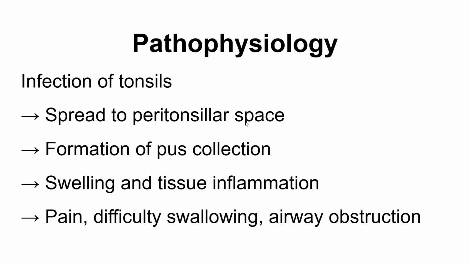Pathophysiology. Let's understand this disease process step by step. First, the infection spreads. Infection causes acute tonsillitis, and this infection spreads to the peritonsillar space, that is, beyond the tonsillar capsule to the surrounding tissues, causing inflammation, edema, and swelling of the tissues. By formation of the pus, it can lead to symptoms like pain, difficulty swallowing, and airway obstruction. Where the pus is collected, the bacteria multiply and accumulate in that pus. So this is the reason it can cause pain and difficulty in swallowing.